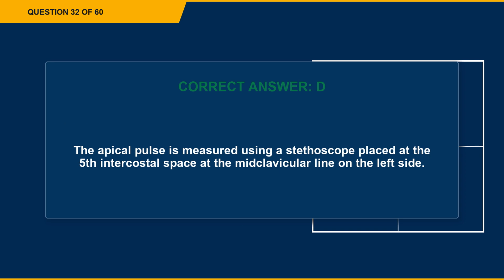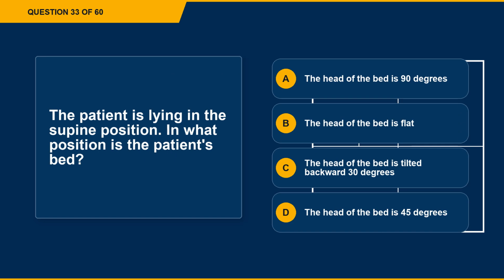Explanation. The apical pulse is measured using a stethoscope placed at the fifth intercostal space at the mid-clavicular line on the left side. Question 33. The patient is lying in the supine position. In what position is the patient's bed?